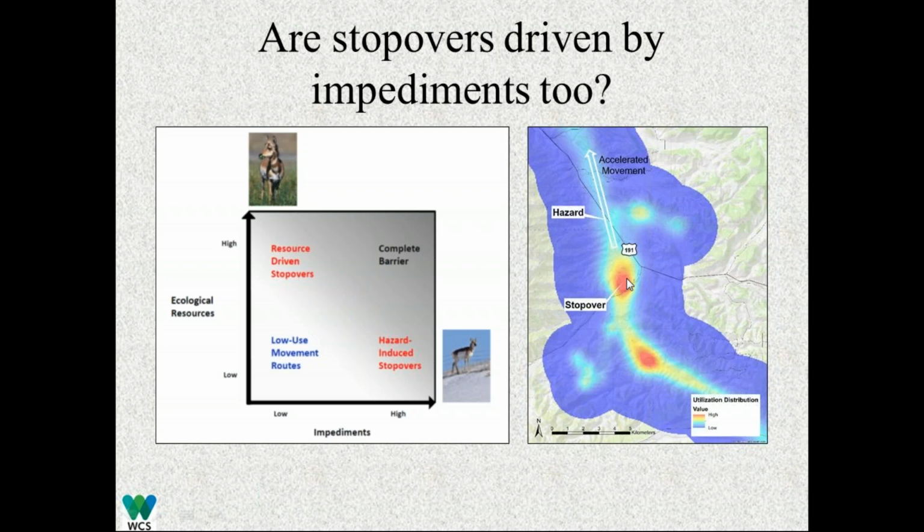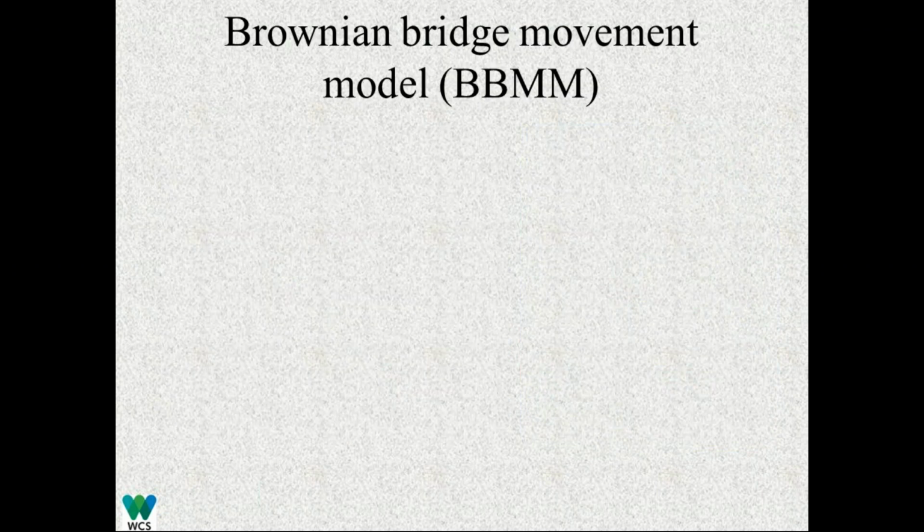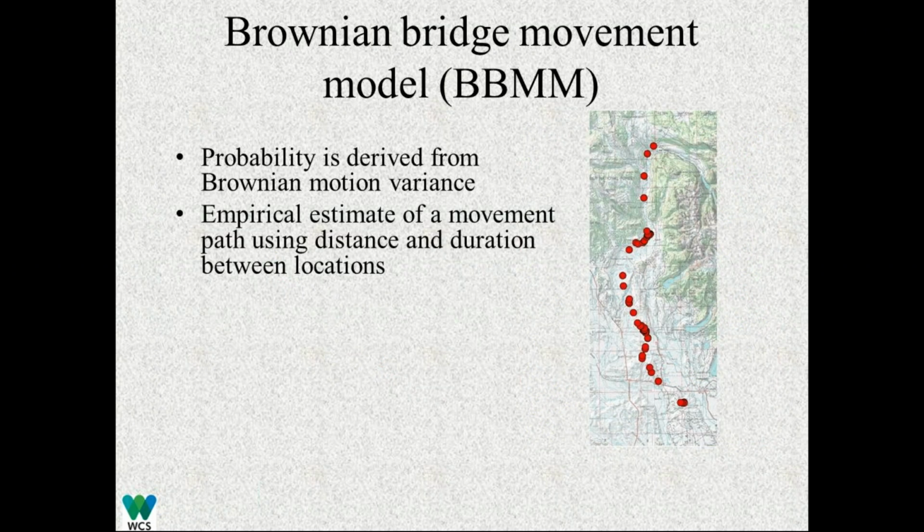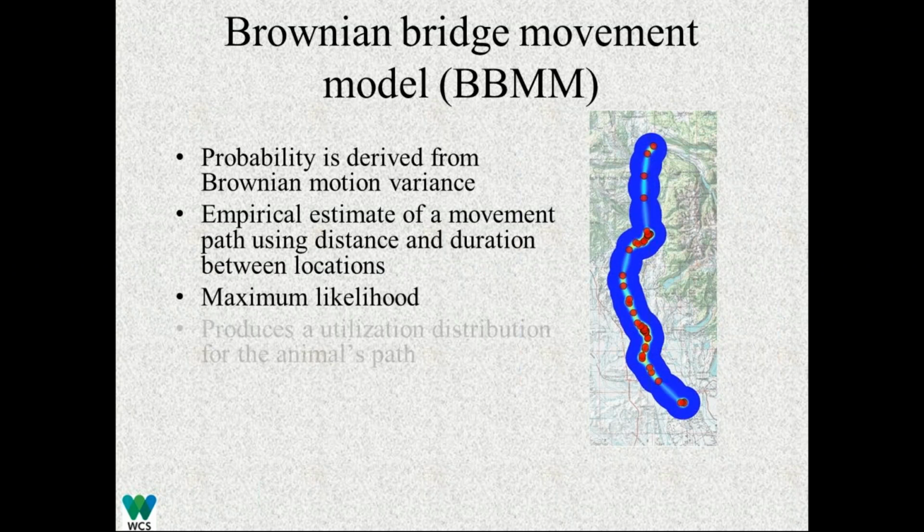And so we wanted to see, are these stopovers and high probability of use areas really driven only by resources, or could they be driven by impediment? And to do this, we built Brownian bridge movement models, which just takes the probability from Brownian motion variance. And it's an empirical estimate of the movement path using both the distance and the time between locations. So here on the right, you see locations of an animal as it's moving, and then we produce a maximum likelihood that results in a utilization distribution for the animal's path.